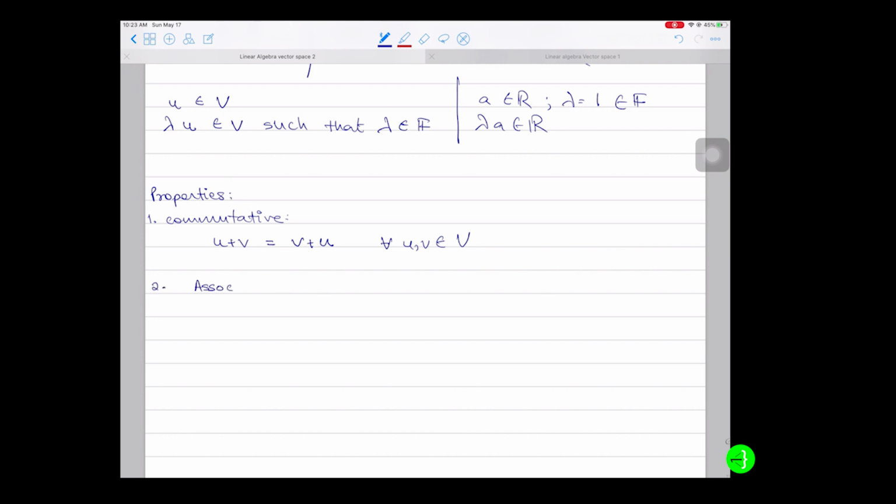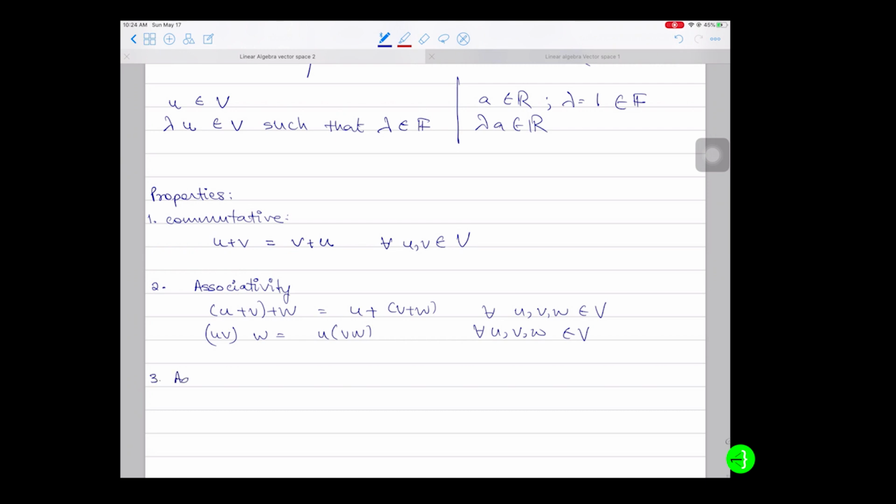Second is associativity, that u plus v plus w equals u plus the sum of v plus w for all u, v and w belonging to the vector space V. And associativity also works for multiplication. So u times v times w is the same as u times the product of v and w for all u, v and w in the vector space.